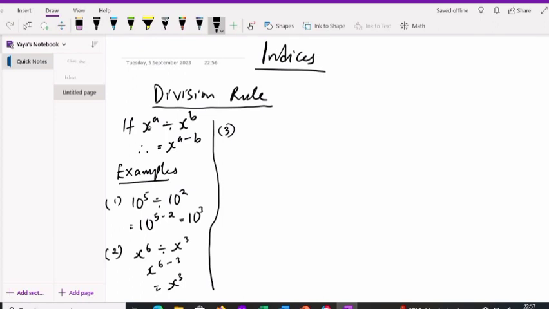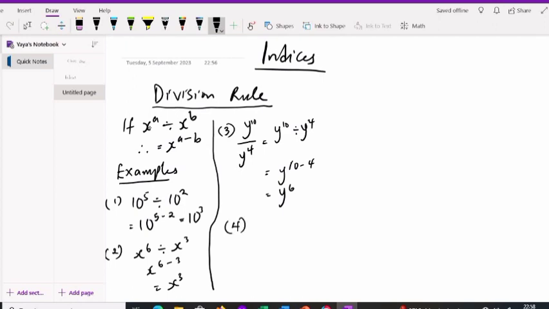For number 3 now, we are going to have something like y raised to power 10 over y raised to power 4. This one is still division. So it's going to be the same thing as saying y raised to power 10 divided by y raised to power 4, which is going to give us y raised to power 10 minus 4, and our final answer will still result to y raised to power of 6. So that is that. Let us go for number 4.